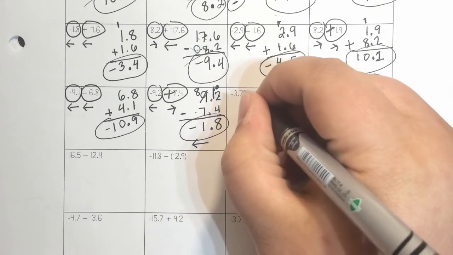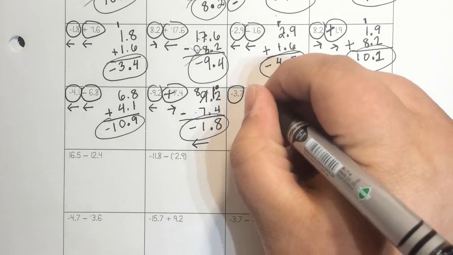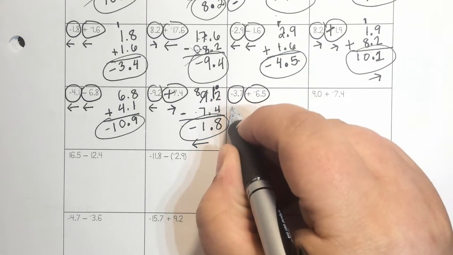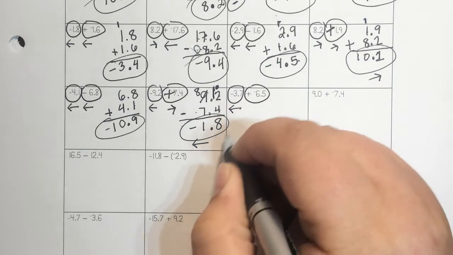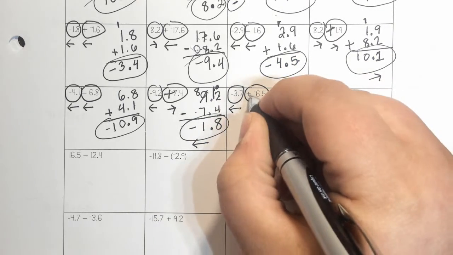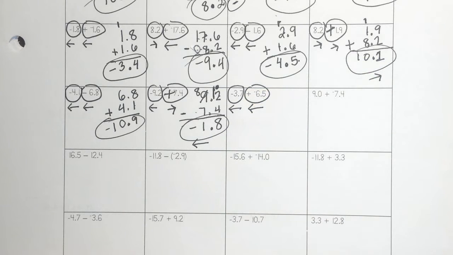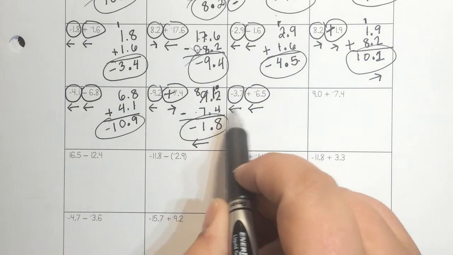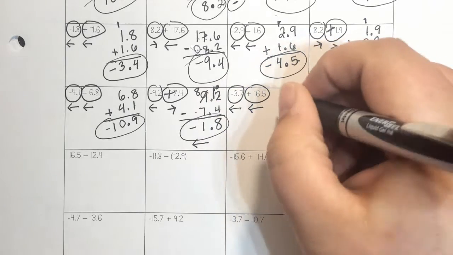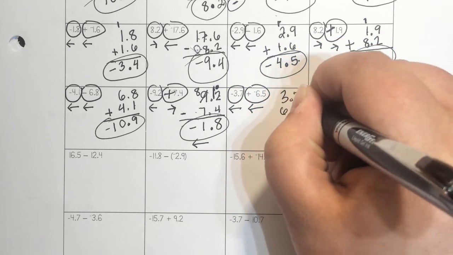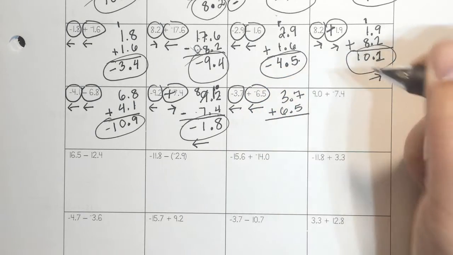Now I've got negative 3.7 plus negative 6.5. Negative 3.7 goes to the left of 0. Plus negative is just a negative, so negative 6.5, which means that also goes to the left of 0. Those arrows are going the same direction, so we get to combine them. We'll have 3.7 and 6.5 combining, or adding.